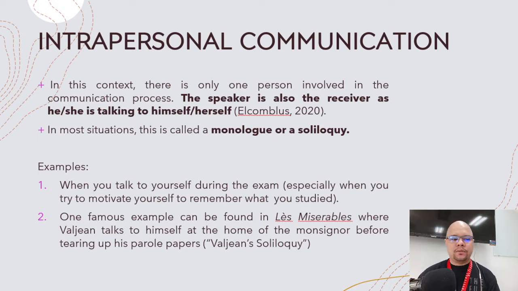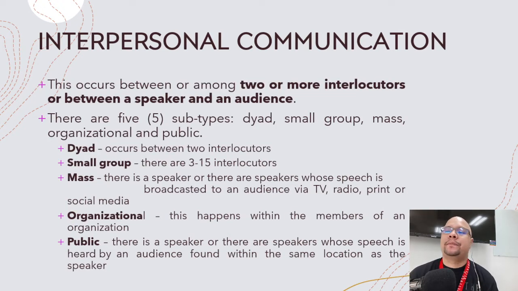In literature, we also have Valjean's soliloquy in Les Miserables, the scene where he rips up the document for his parole. That is an example of a soliloquy when he asks, "Who am I?" And at the end, he says, "My name is Jean Valjean." So that is a soliloquy, and that is also an example of intrapersonal communication.